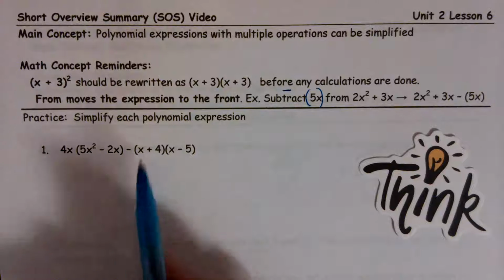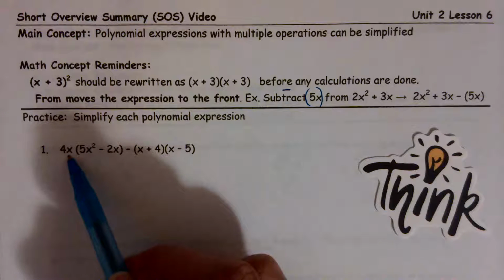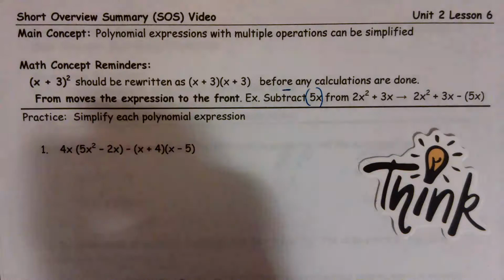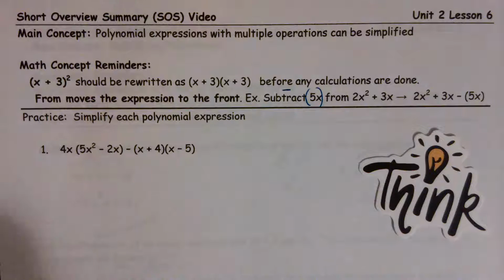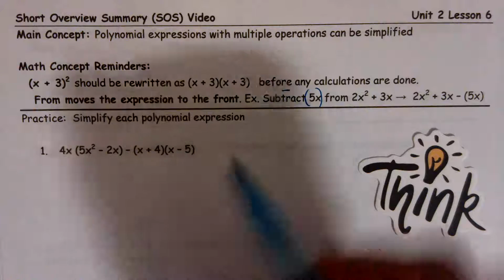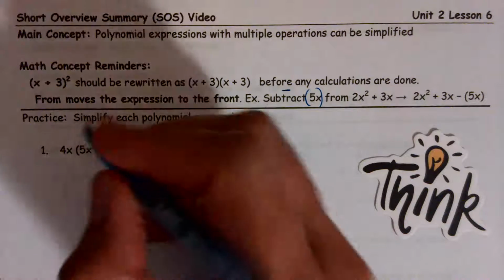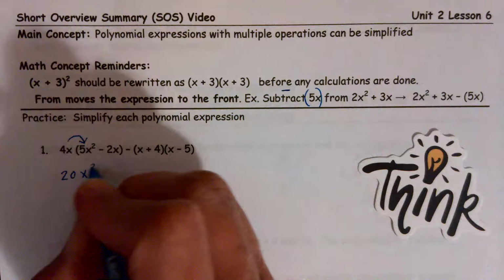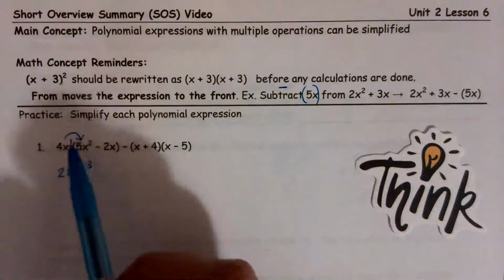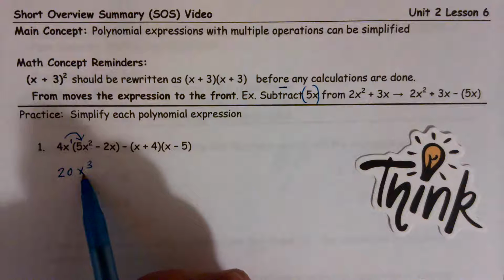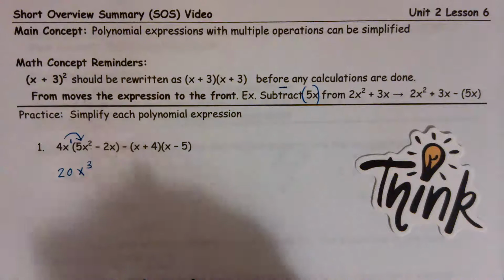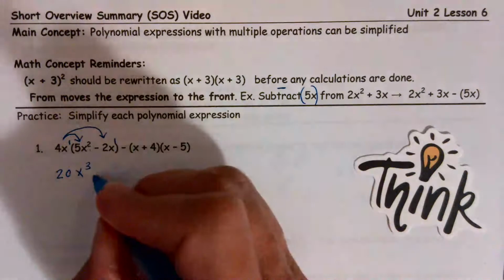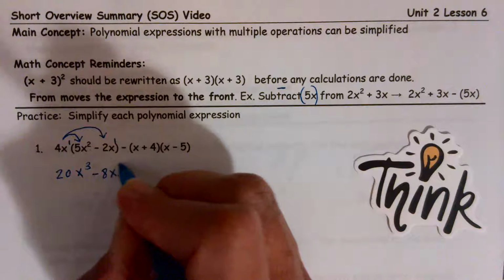So let's take a look here. I have a monomial times a binomial minus this. So I don't have any exponents, anything to a power over here, so I can start from the left. 4x times 5x squared is 20x to the third. Remember, that's x to the first. When I multiply variables, I keep the variable and I add the exponents. 4x to the first times a negative 2x to the first is a negative 8x squared.